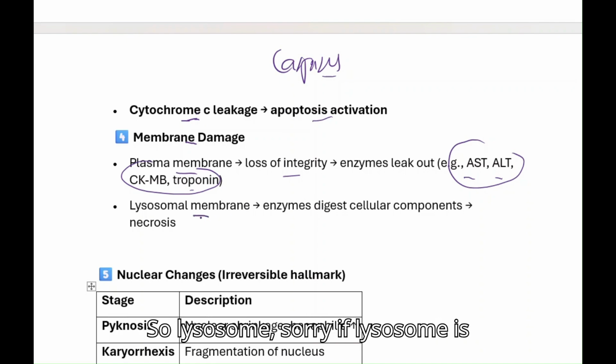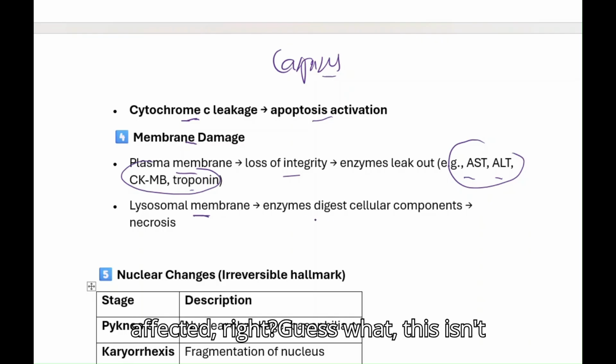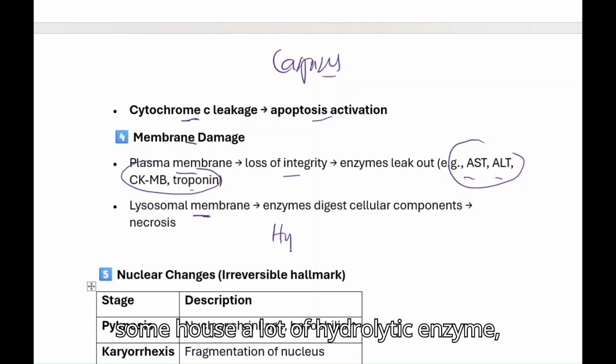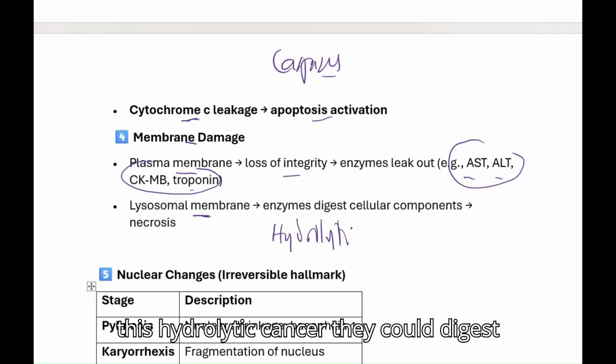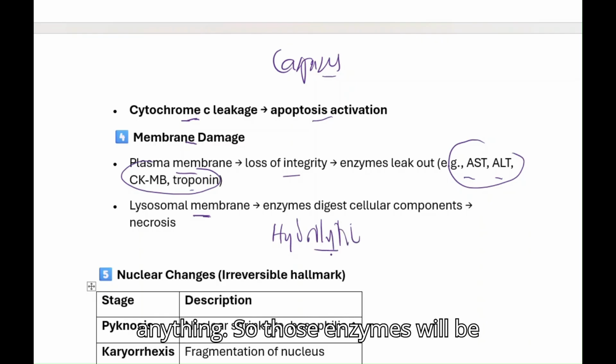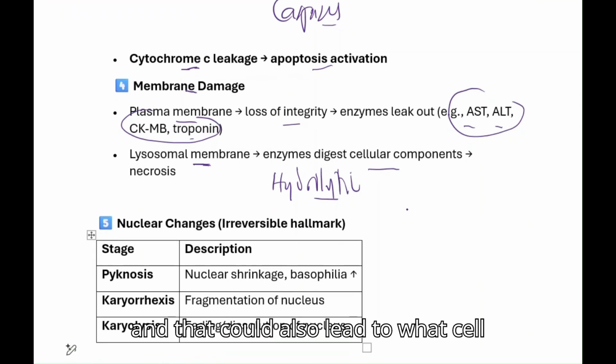So lysosome. What about if the lysosome is affected, right? Guess what? This lysosome houses a lot of hydrolytic enzymes. These hydrolytic enzymes could digest anything. So those enzymes will be released from the lysosome, and those enzymes could digest cellular components, and that could also lead to what? Cell death.